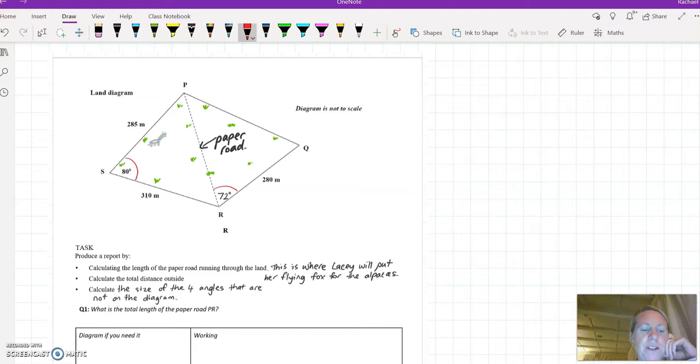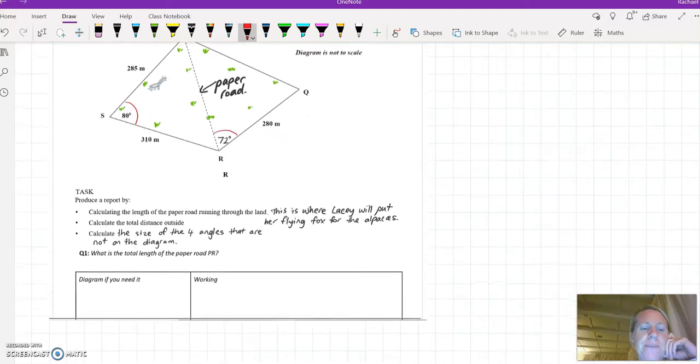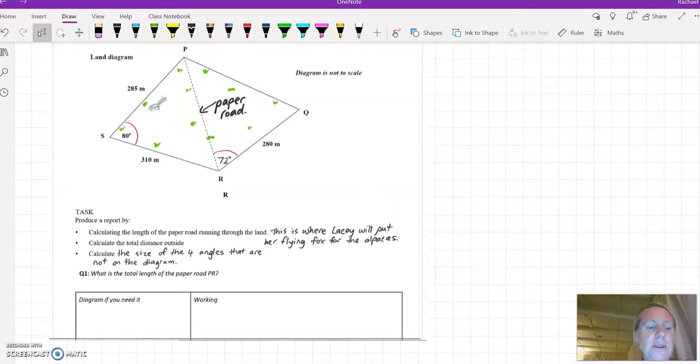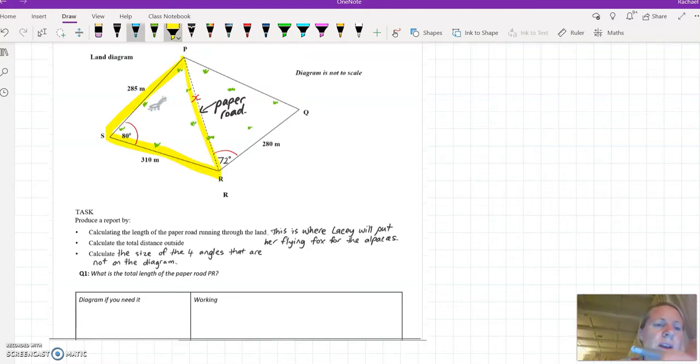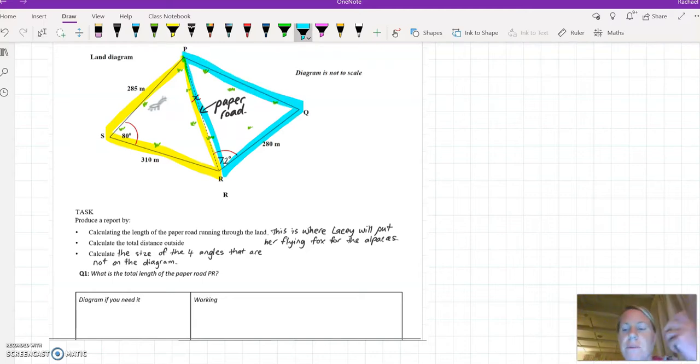So question 1, what is the total length of that road, that paper road PR? So PR, that's the line from P to R, or from R to P, it doesn't really matter. So let's work that out. So let's draw a diagram. We want to know PR, so it's this one here, isn't it? We'll call it X. Just like before, it's actually part of 2 different triangles here, eh? We've got this triangle on the left here, and then we've got this triangle on the right, and it's a length for both of them. So we just need to decide which triangle has the most information in it that we want to use to do this.